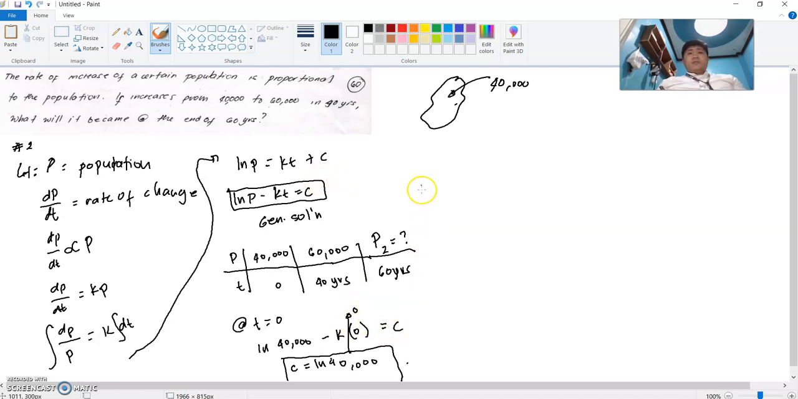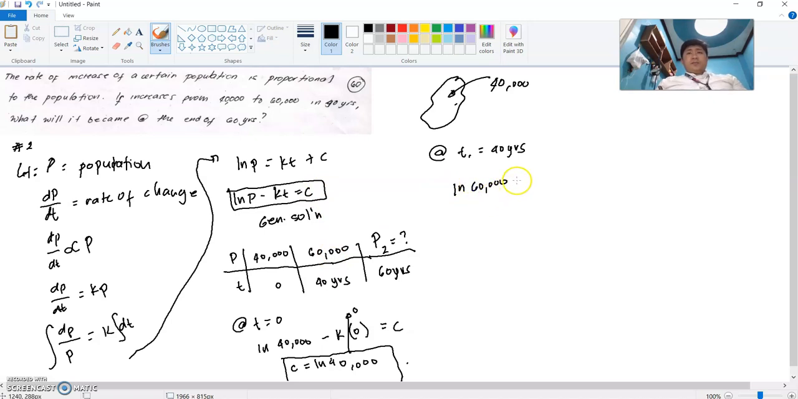Okay. Next. So, we are only at the 40,000. So, let's try solving the next one at t sub 1 equals 40 years. At 40 years, the population is 60k. So, let's go back to the general solution.